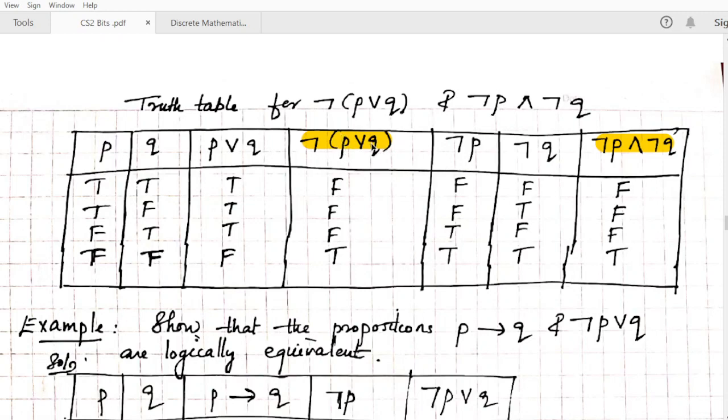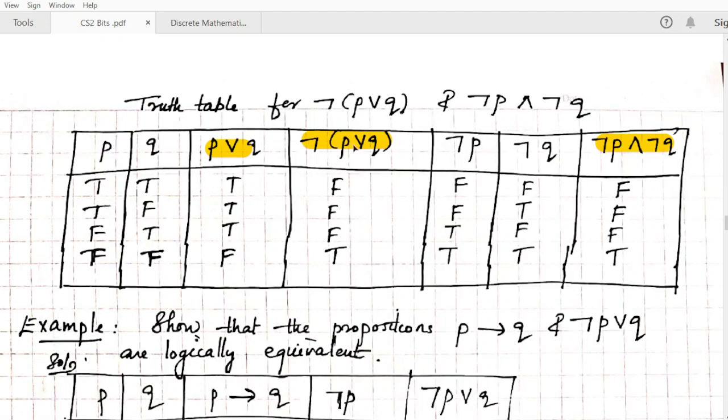So the truth value of P or Q, we have to find here, then we will be finding the negation. Similarly, for negation P and negation Q, first you will be finding negation P, then you will be finding negation Q, and then you will be finding negation P and negation Q.